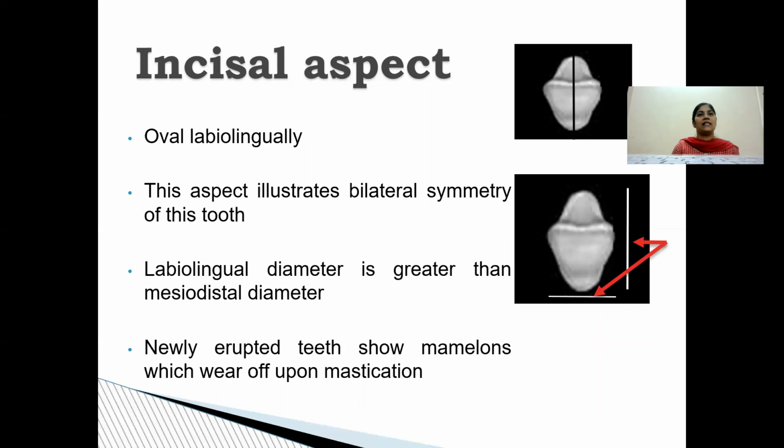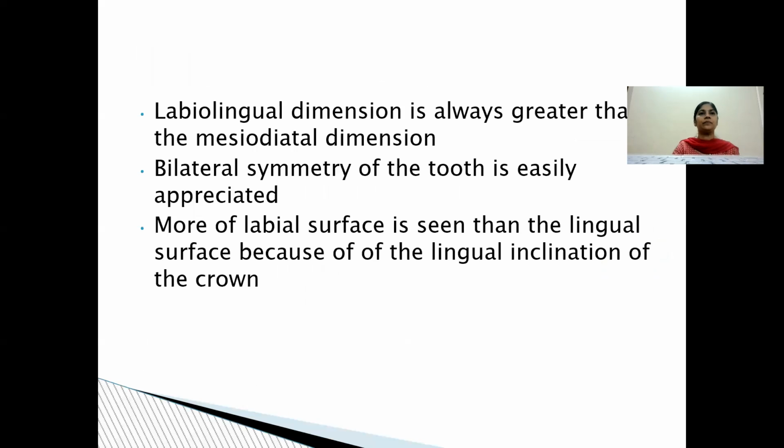The next aspect is the incisal aspect, oval labiolingually. This aspect illustrates bilateral symmetry of this tooth. Labiolingual diameter is greater than the mesiodistal diameter. A newly erupted tooth shows mamelons which wear off upon mastication. Labiolingual dimension is always greater than the mesiodistal dimension. Bilateral symmetry of the tooth is easily appreciated. More of the labial surface is seen than the lingual surface because of the lingual inclination of the crown.